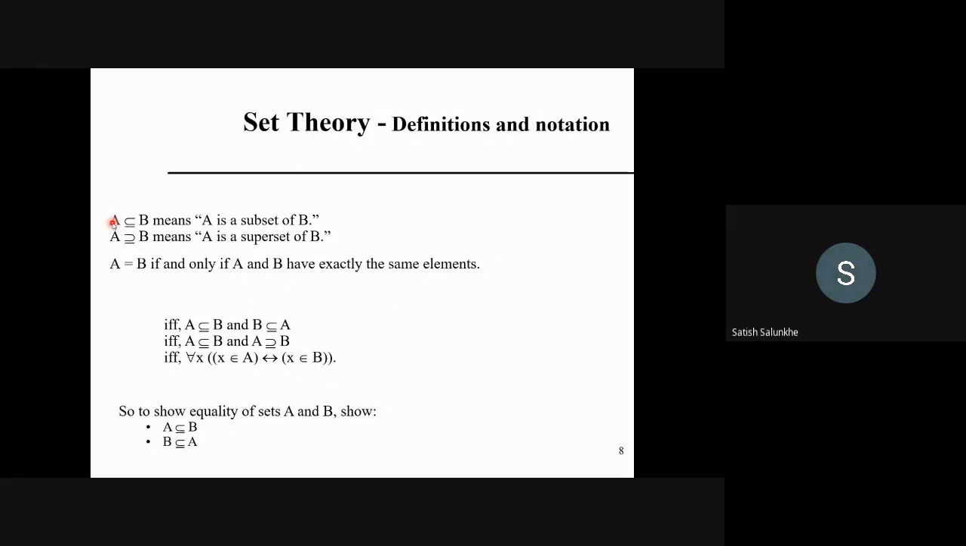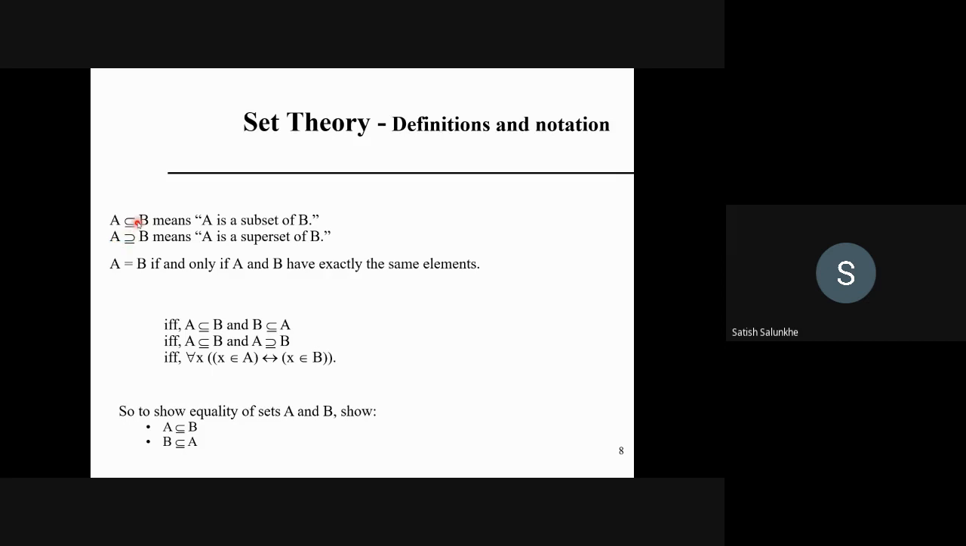Similarly, when we want to say set A is a subset of set B, there is a standard symbol. When we say set A is a subset of B, then this is the symbol. This opening part is towards the higher set. Okay.